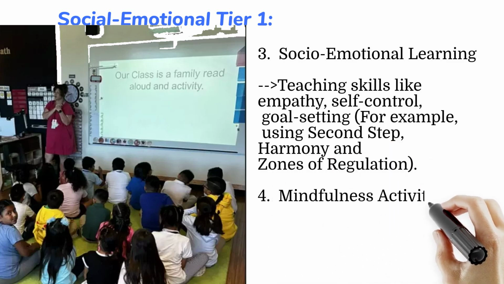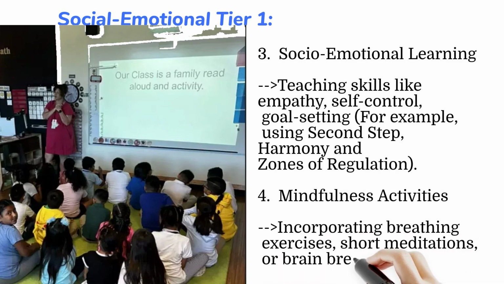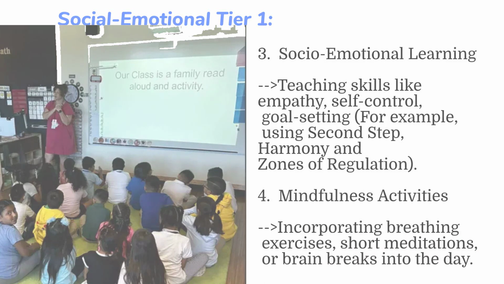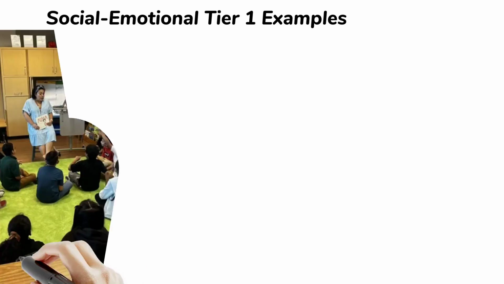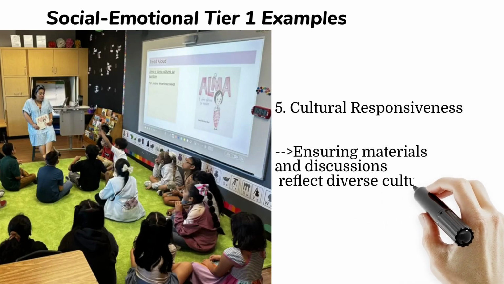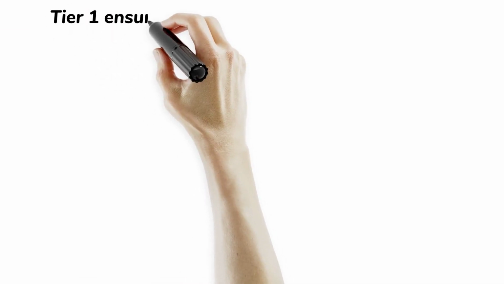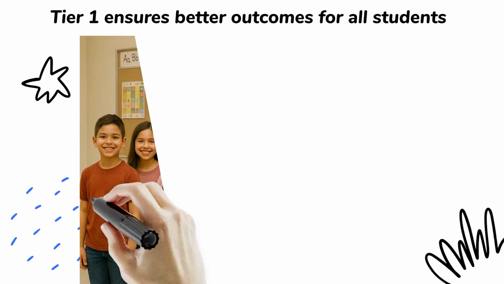4. Mindfulness activities, incorporating breathing exercises, short meditations, or brain breaks into the day. 5. Cultural responsiveness, ensuring materials and discussions reflect diverse cultures and backgrounds of your students to promote belonging. Key takeaways. Tier 1 is about doing what's best for all students. When Tier 1 is strong and consistent, fewer students will need Tier 2 or Tier 3 interventions.